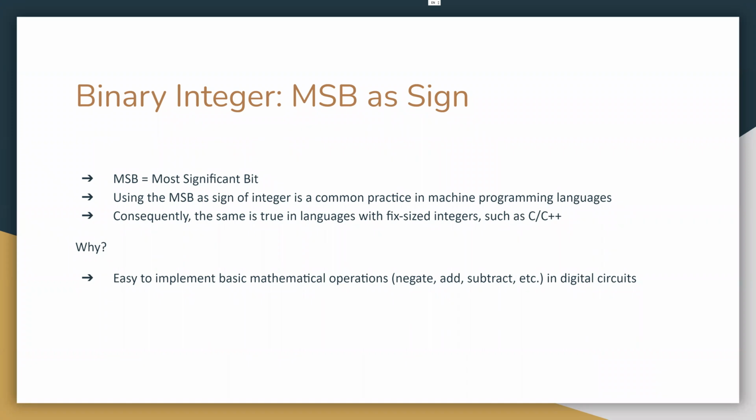The reason why is that this actually makes mathematical operations like negate, meaning like 1 turns into -1 or 10 into -10, addition, subtraction, and all these easy to implement at the machine level, within digital circuits. That's basically the reason.